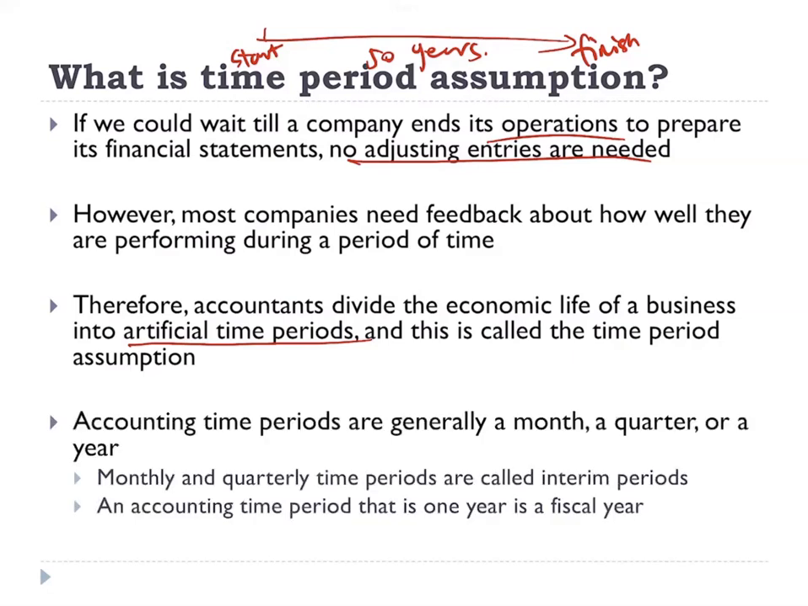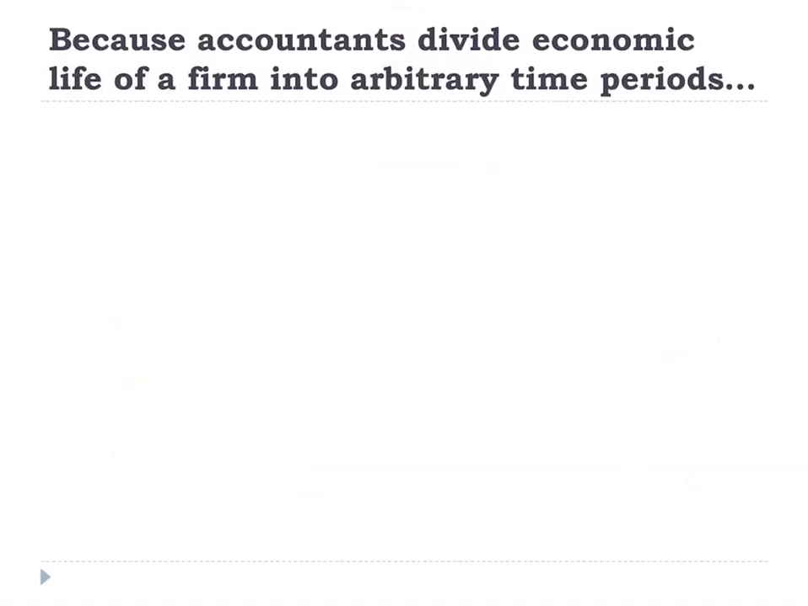Usually if it is monthly or quarterly time periods, that is called an interim period. And if our accounting time period is 1 year, that is usually called a fiscal year. The fact that accountants divide the life of the business into artificial time periods is called the time period assumption. So you may ask, so what? How does it relate to adjusting entries?